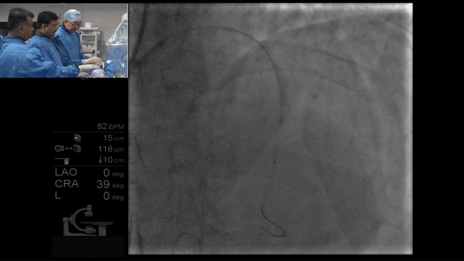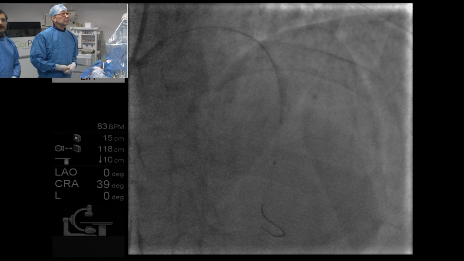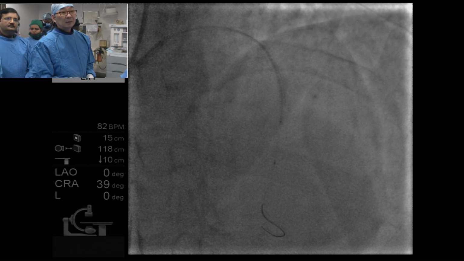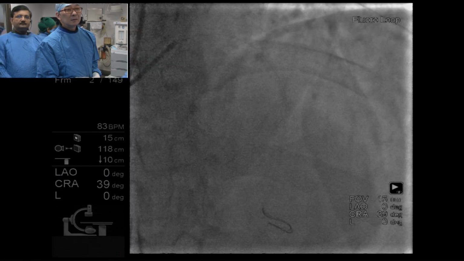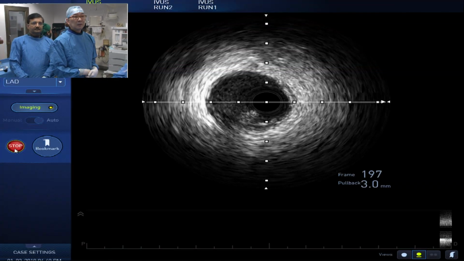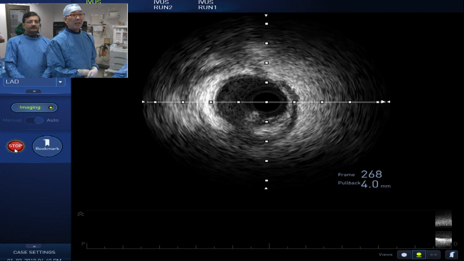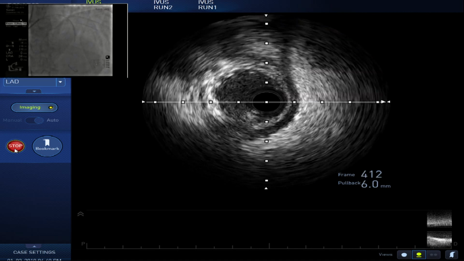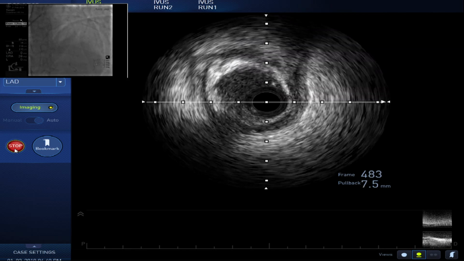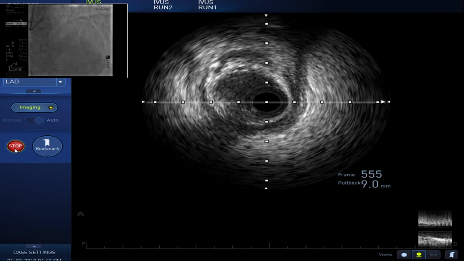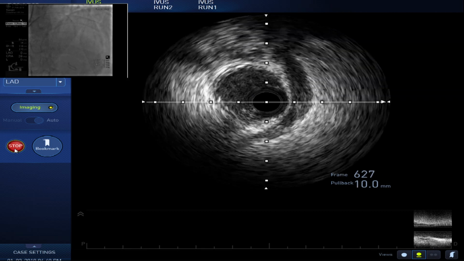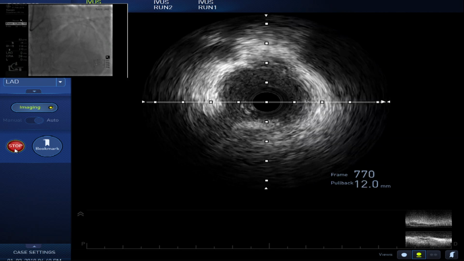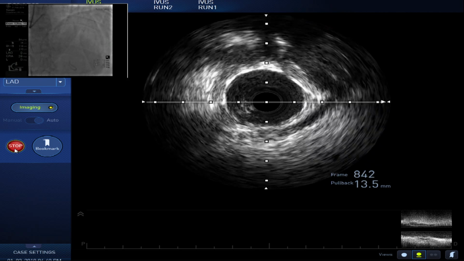Okay, good. Get live. Pull back. Here is a little bit distal to the stent, right? Can we have the IVUS and the picture-in-picture angio? Okay, the stent is coming out. Here comes the stent, right?